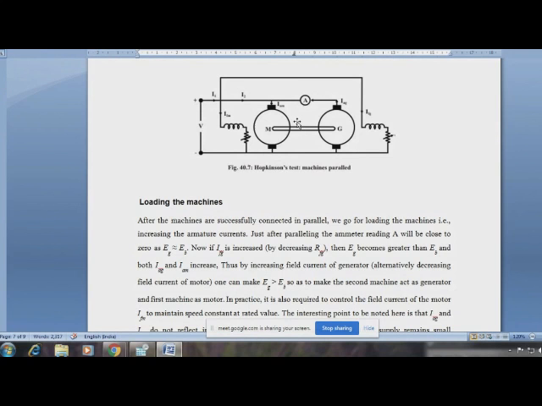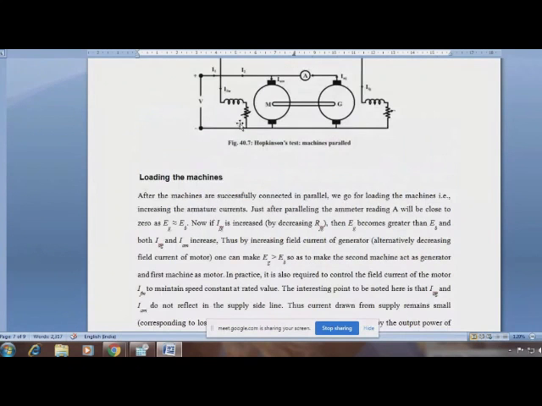The output of the motor becomes the generator, and similarly vice versa. So the input current will be so small. That's an advantage of the Hopkinson procedure. Any doubt here?